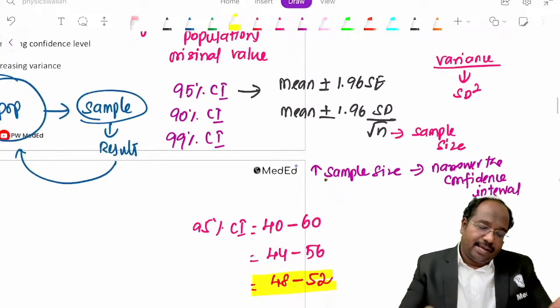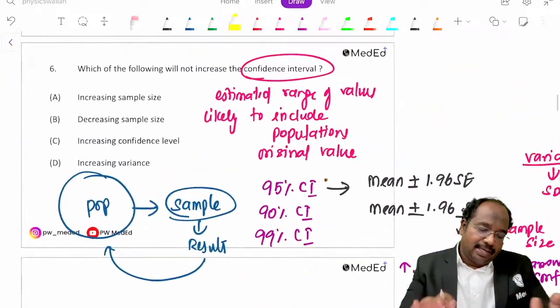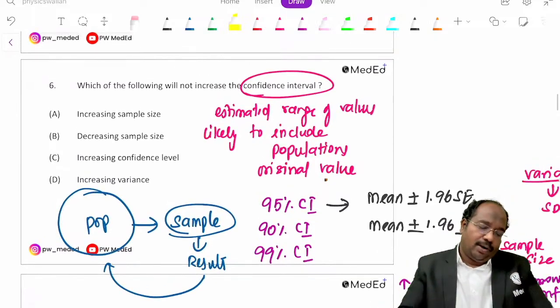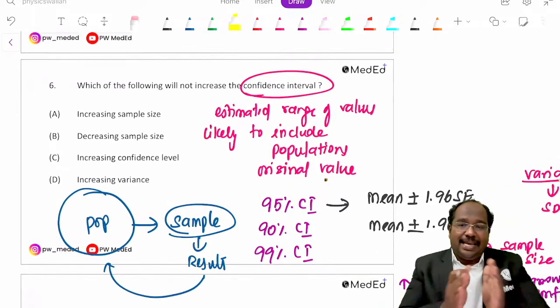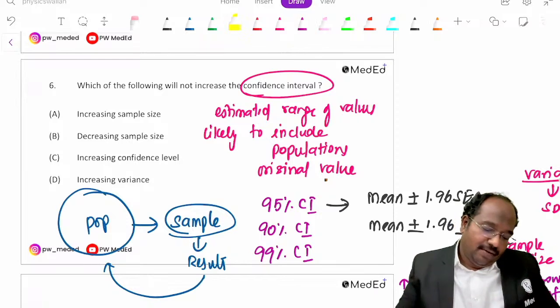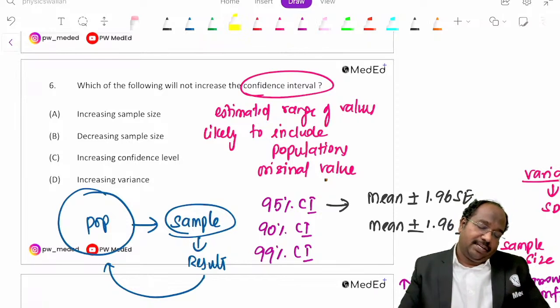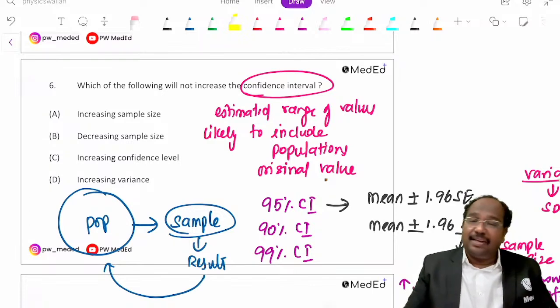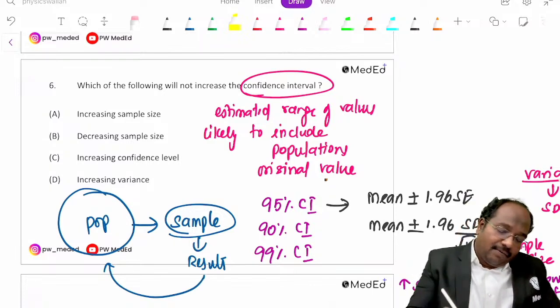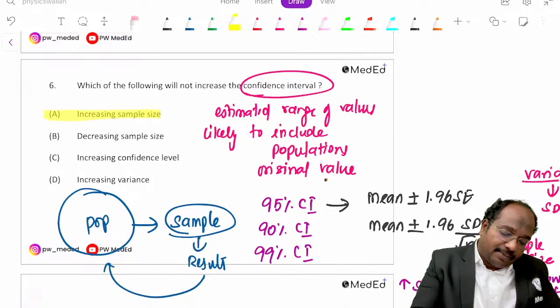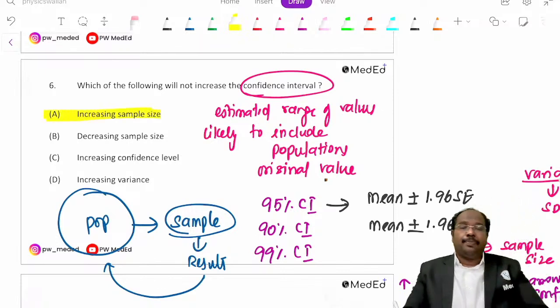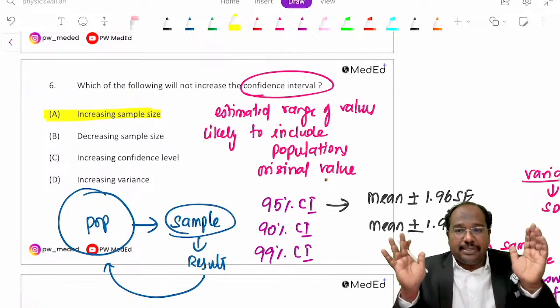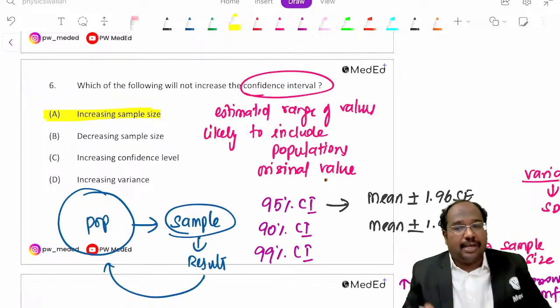Okay, this is the key point. Based on this we can say, all others we don't want. Which of the following will increase the confidence interval? Decreasing the sample size will increase the confidence interval. All will increase the confidence interval except increasing the sample size, which will decrease the confidence interval. It will make the confidence interval narrow.